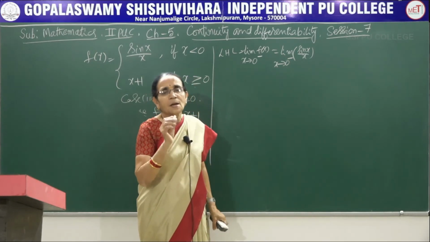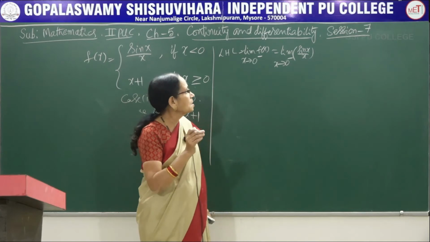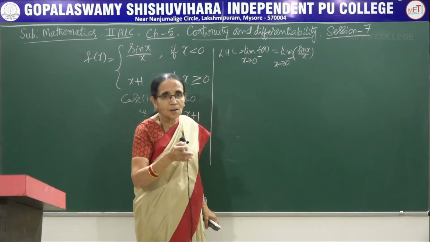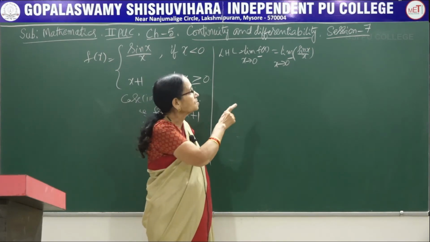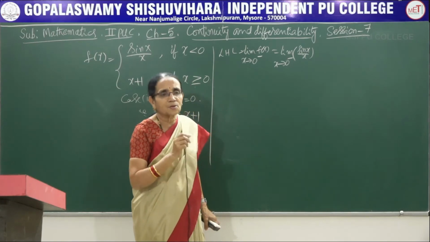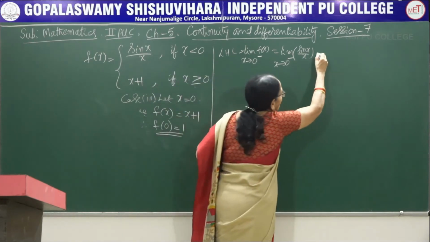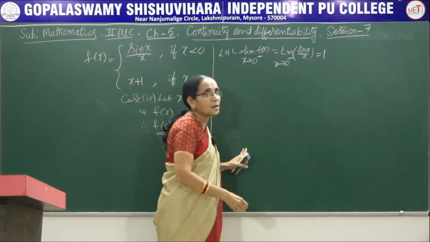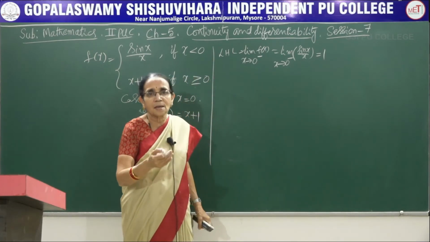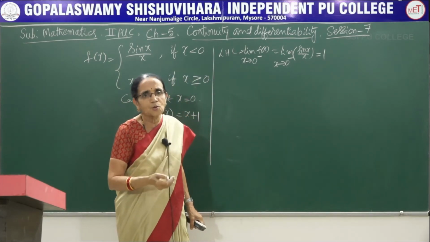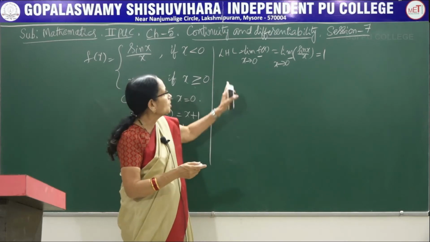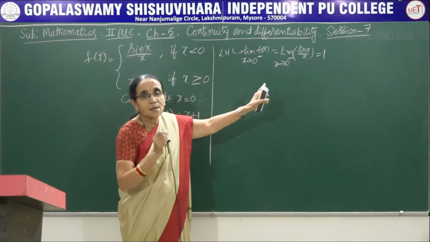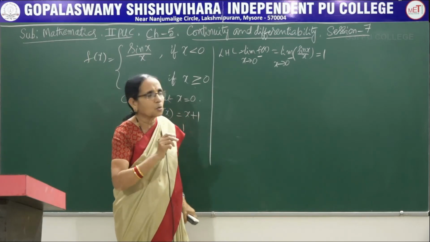Now sine x by x as x tends to 0. I hope you remember in first year PUC, in trigonometric limits, this year also I have revised that one. It is a standard trigonometric limit whose value is equal to 1. We have taken that as sine theta by theta as theta tends to 0 will be equal to 1.